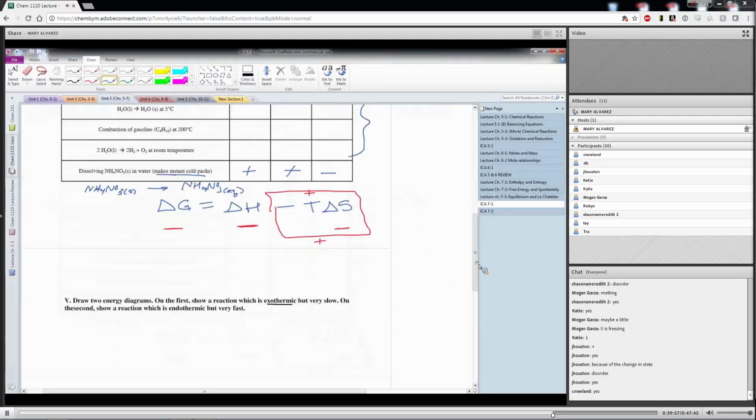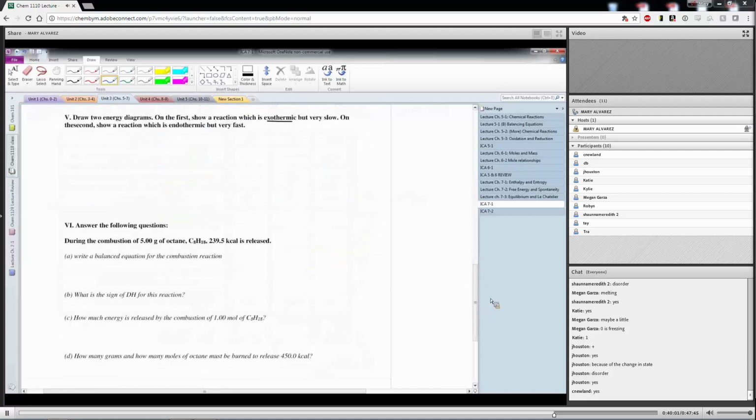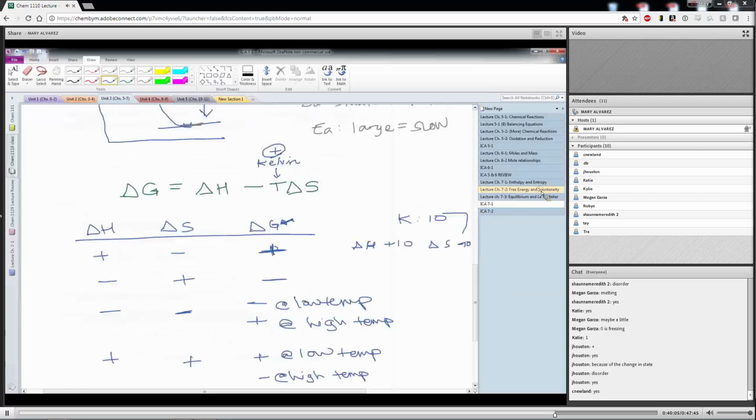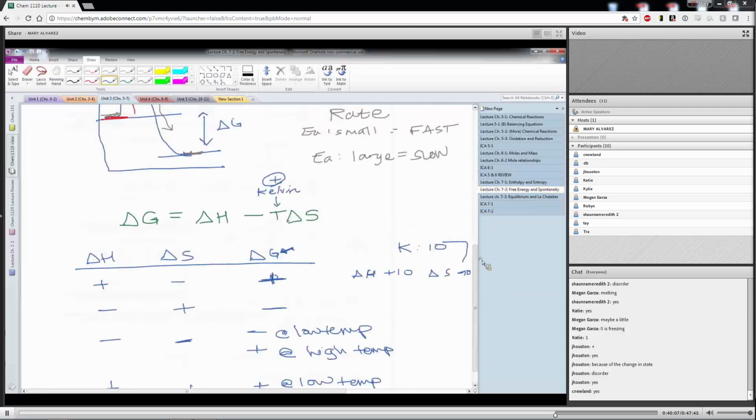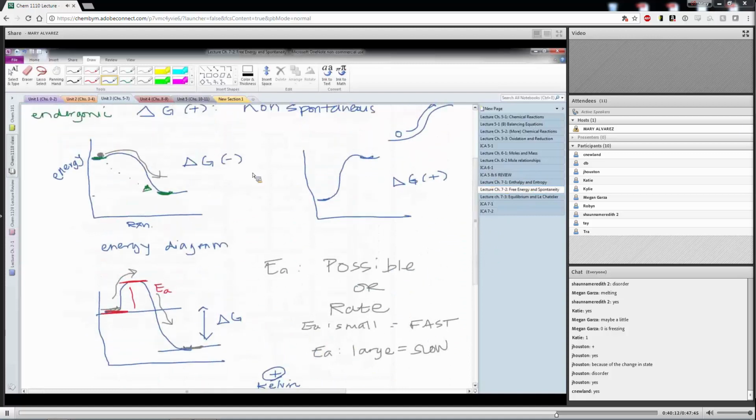Okay, the next section here has you draw energy diagrams, and we actually already did this over here, right? We were showing, oops, I'm sorry. This is exergonic. This would be endergonic. This would be fast because it has a very small energy of activation. This would be slow because it has a very large energy of activation, right?